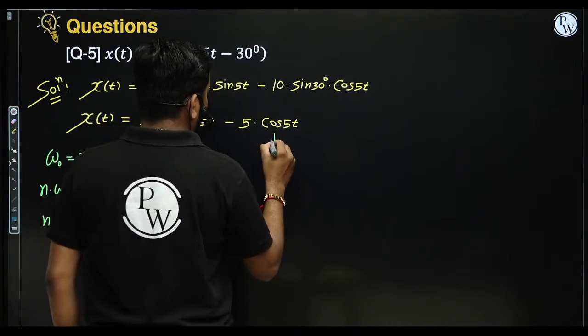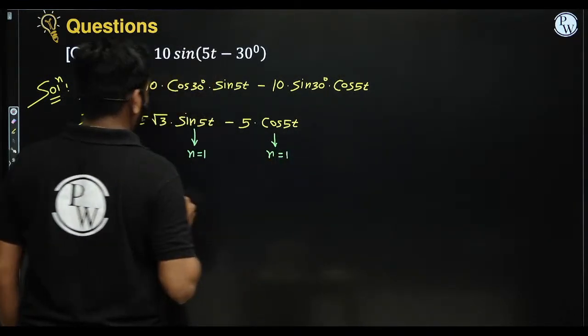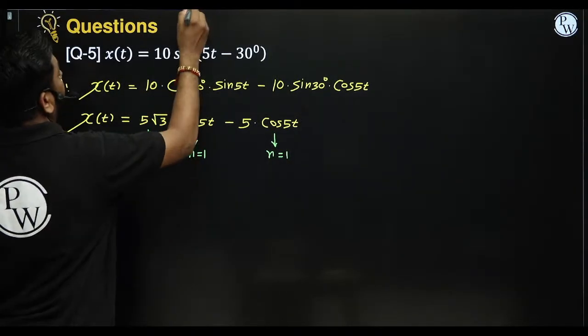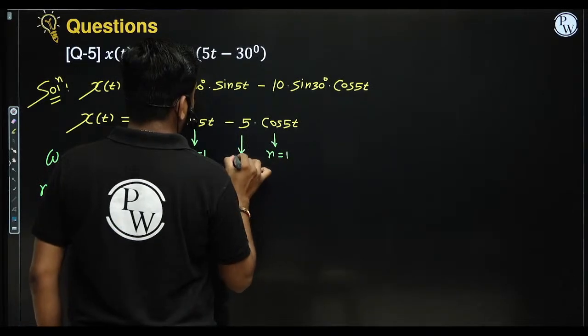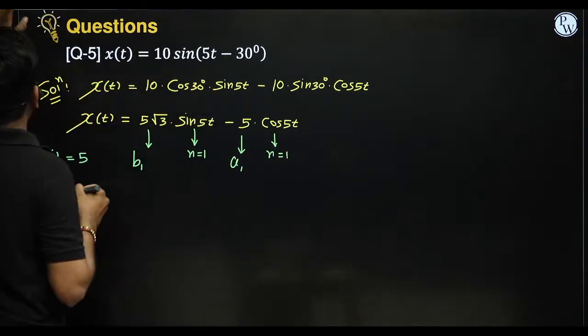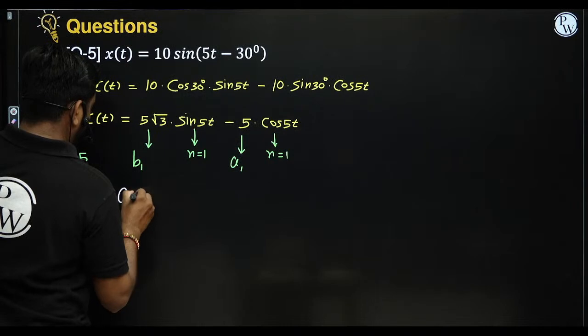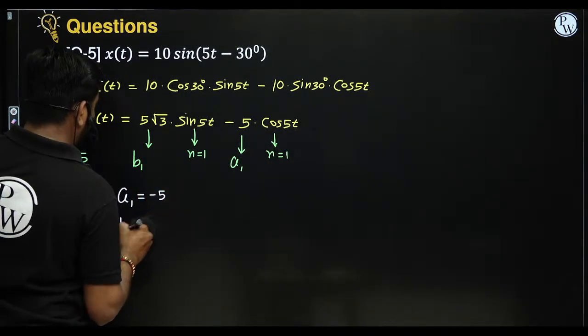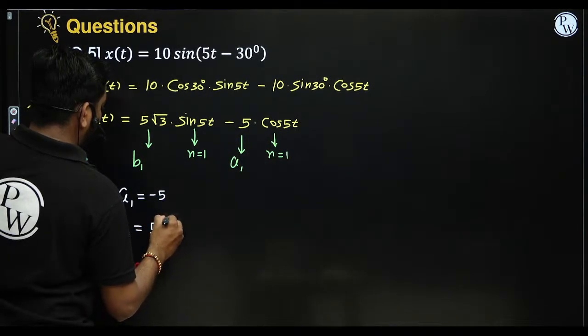Here also we got n is equal to 1. So this is nothing but B1, and this is A1, guys. So we got A1 is equal to minus 5 and B1 is equal to 5 root 3, guys.